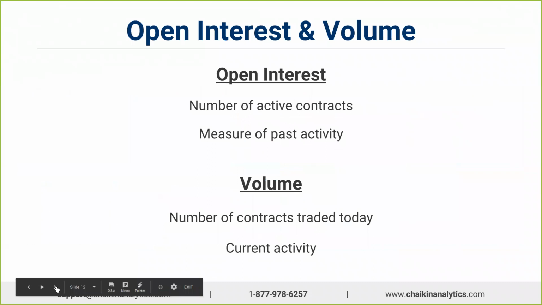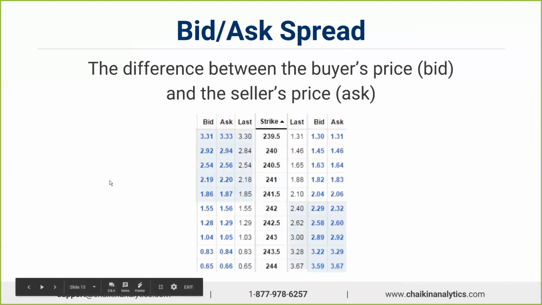Now, one way we measure it is by open interest and volume. Another way in which we can get a sense of liquidity is by the bid-ask spread. Bid-ask spread is the buyer's price and the seller's price.